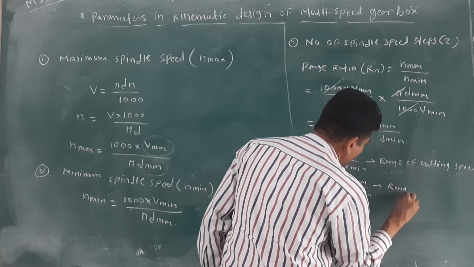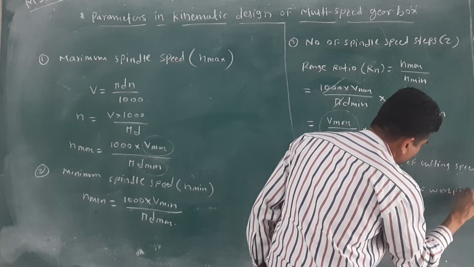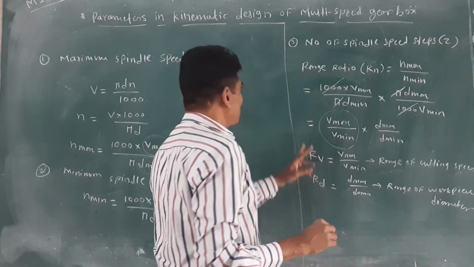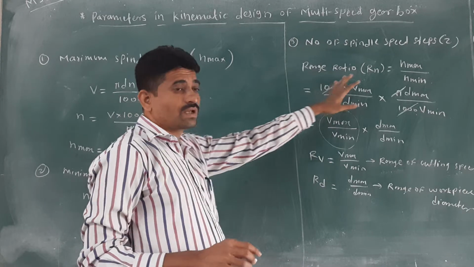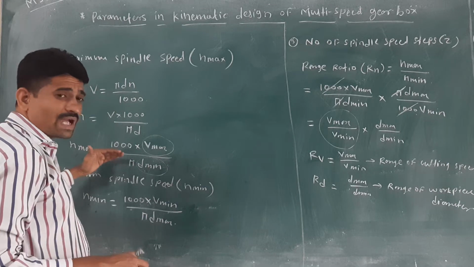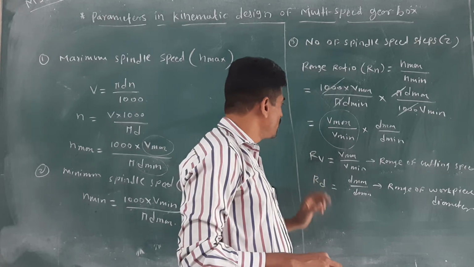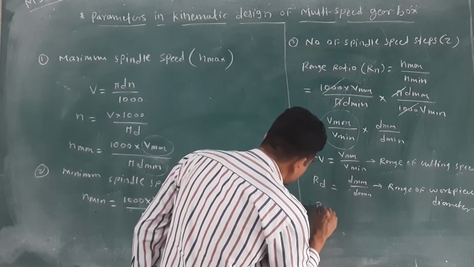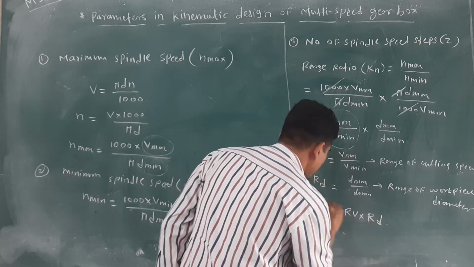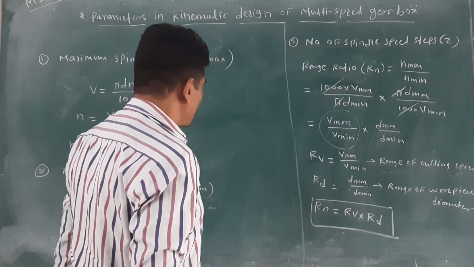Range of workpiece diameter. Okay, all of you getting how to calculate this Rn value, the range ratio value? It is the ratio of n max to n minimum. Already we have found out the n max and n minimum. If you put them in this equation, then you will get Rv into Rd. Then you will get the new relation: Rn is equal to Rv into Rd. Okay, all of you getting how to calculate this?